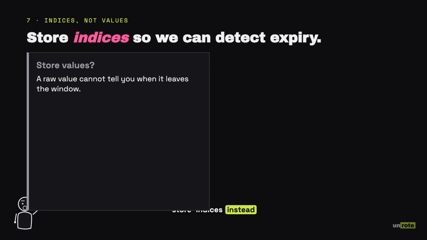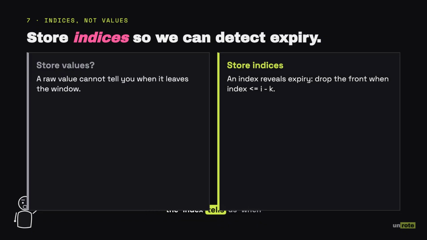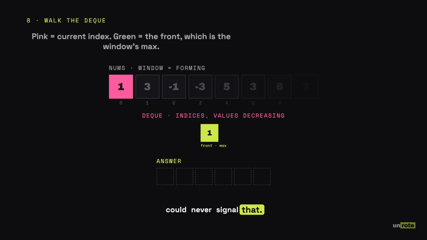Why store indices instead of the values themselves? Because the index tells us when a candidate expires. When the window's left edge passes it, the front index falls at or below i minus k, and we drop it. A raw value alone could never signal that.